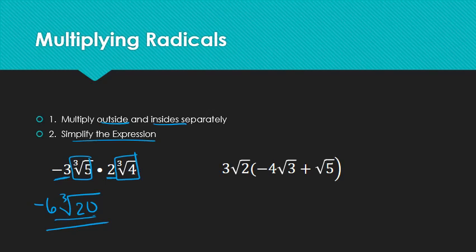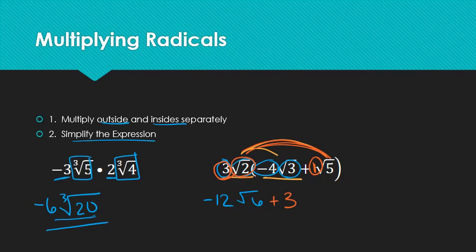And then this next one over here, what we're going to think to do is to distribute. So we're going to have to multiply both of these. So I'm going to take this times this first, which means I want 3 times negative 4, which is negative 12. Square root of 2 times square root of 3 is square root of 6. And then my last one will be this one. So that will be 3 times 1, which is 3. And then square root of 2 times square root of 5, which is square root of 10.